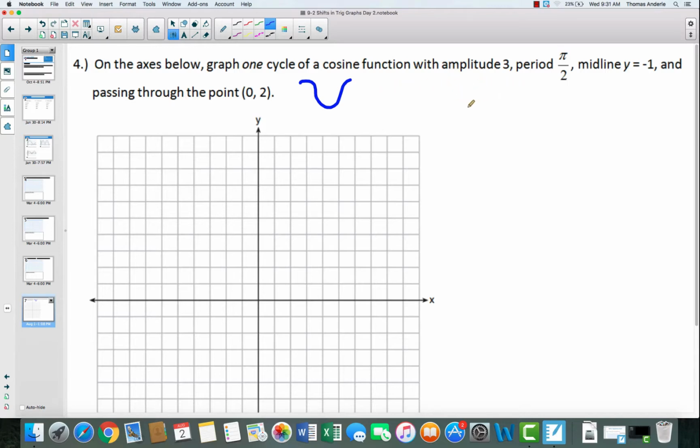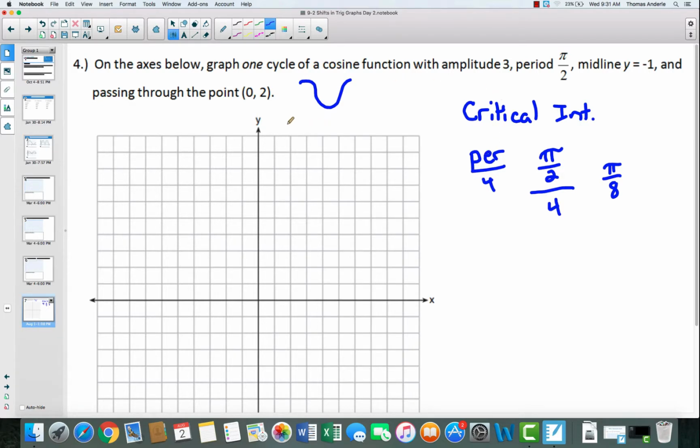The one thing we're really missing would be our critical intervals. So maybe let's just figure that out. So our critical intervals, that would be period divided by 4. They tell us the period is pi over 2. So pi over 2 divided by 4 would be pi over 8.